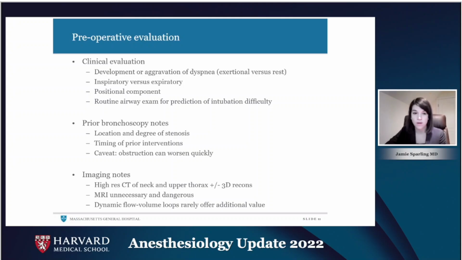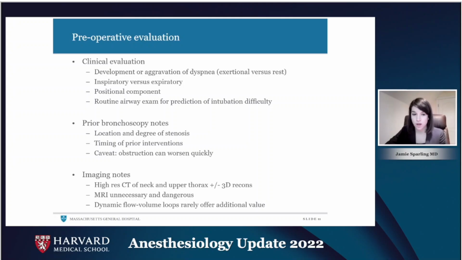ventilation. It is helpful to review prior bronchoscopy notes to determine the location and degree of stenosis, to know the timing of prior interventions, with the caveat that obstruction can worsen quickly and unpredictably. It is also very useful to review imaging notes when available. High-resolution CT of the neck and the upper thorax, with or without 3D reconstruction, has largely replaced the tracheal series X-rays that were used previously.